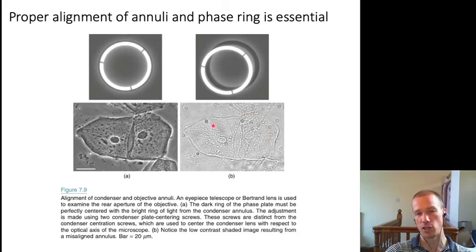Now you can adjust the position of these with what's called a Bertrand lens, which will allow you to observe both your annulus and your phase plate through your eyepiece. And you can use small thumb screws to basically move your annulus into the right position, so that you achieve good overlap between them.